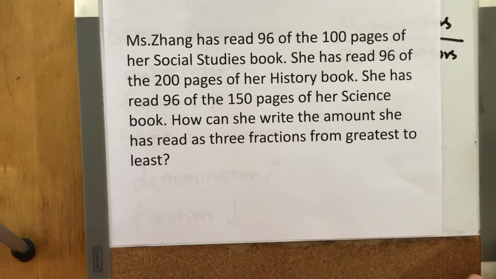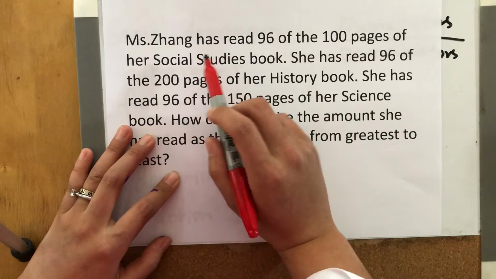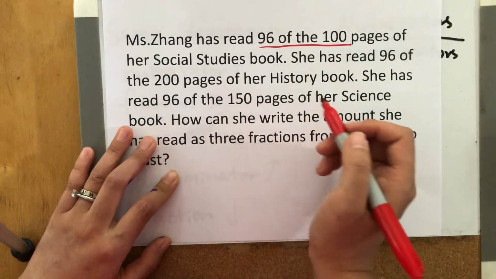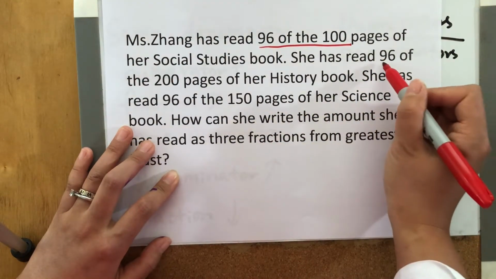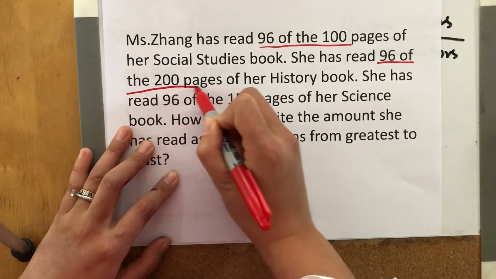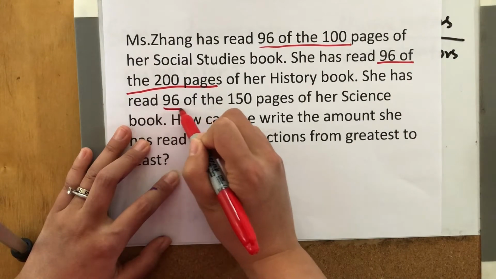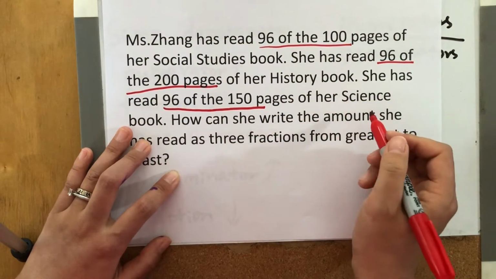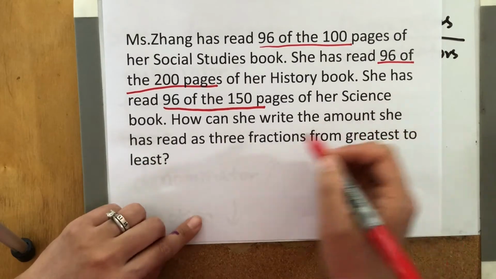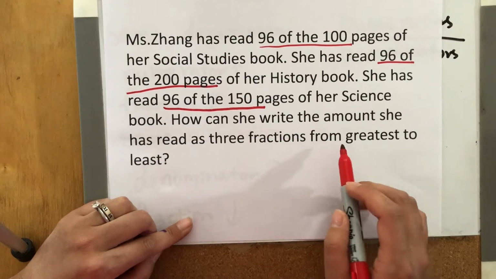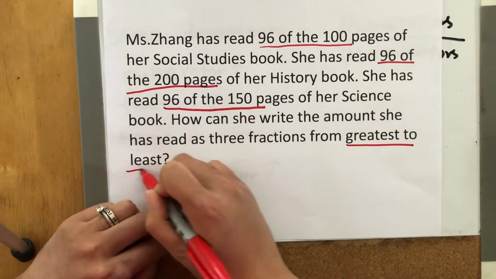That sounds very complicated. But again, let's extract some important information here. Miss Zhang has read 96 of 100 pages of her social study book. She has read 96 out of 200 pages of her history book. She has read 96 again of 150 pages of her science book. How can she write the amount? Okay, those are not important. From the greatest to least.